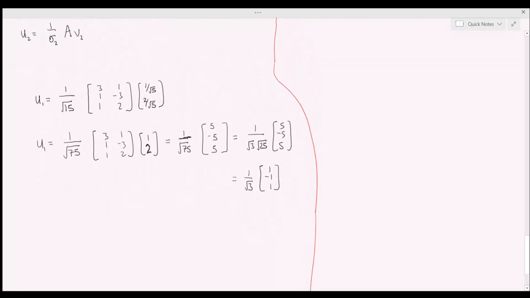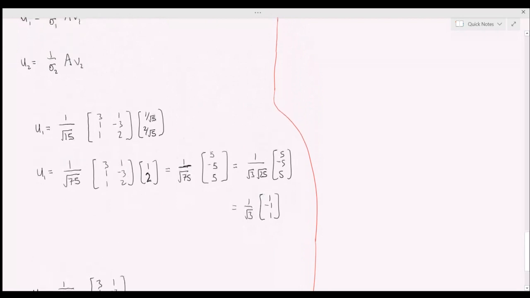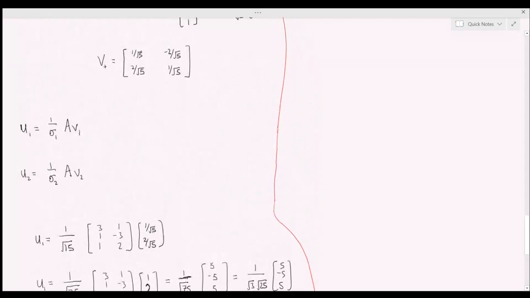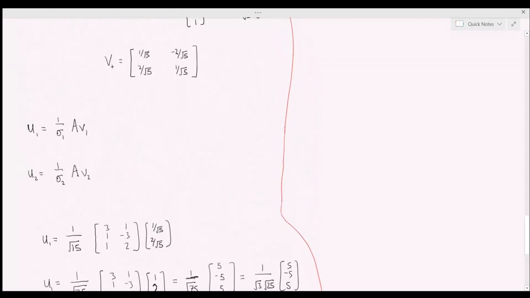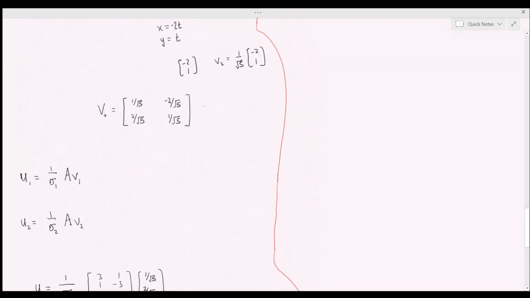And then we'll also need to calculate U2. So it was 1 over sigma 2, so 1 over root 10. And then times A, which was 3, 1, 1, 1, negative 3, 2. And then vector V2 was over here. Okay.